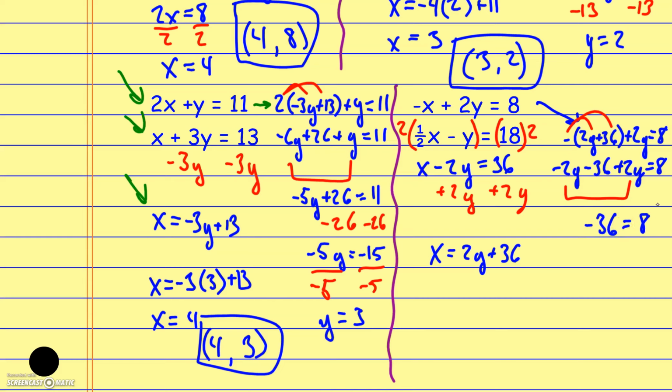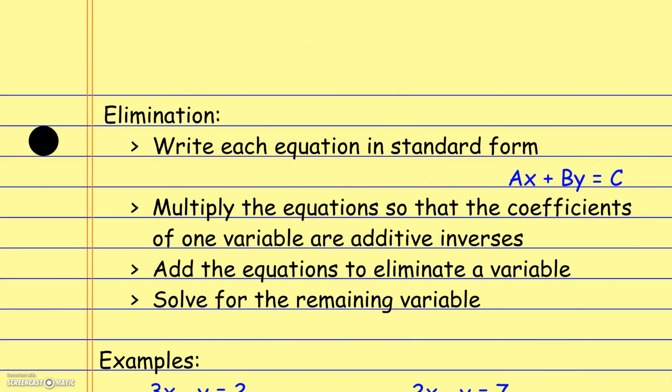So what I end up with is something that says negative 36 equals 8, which I know for a fact is ridiculous. So I'm going to say that those do not equal one another, which means this one's actually no solution. Okay? When I get a false statement like that, it means that there's no solution for this one.